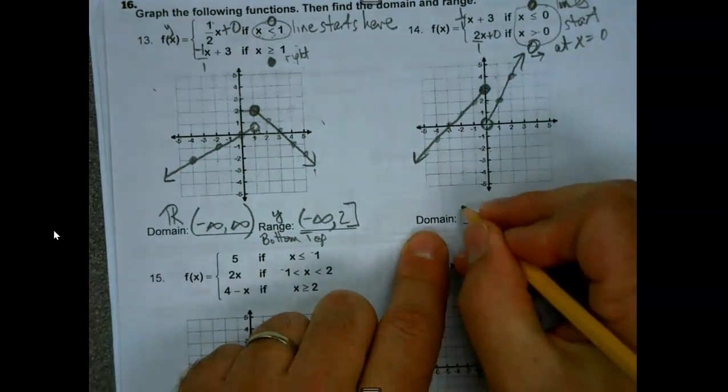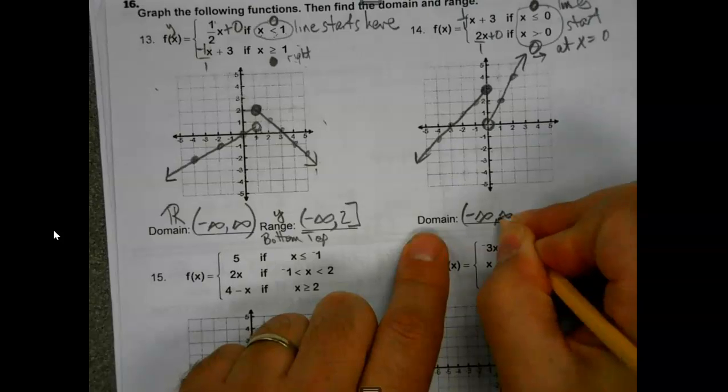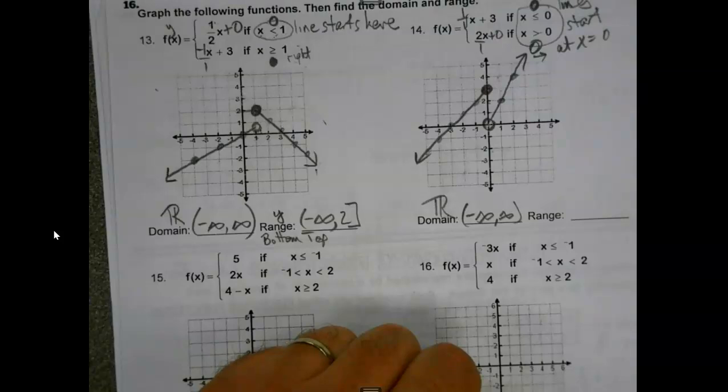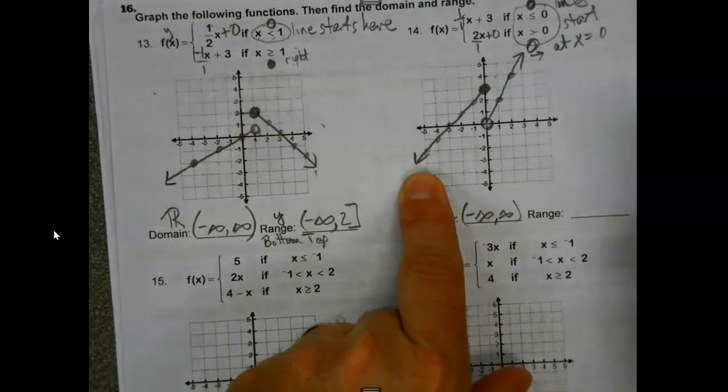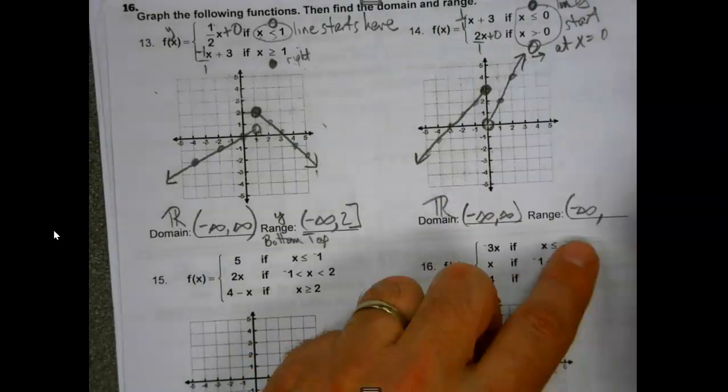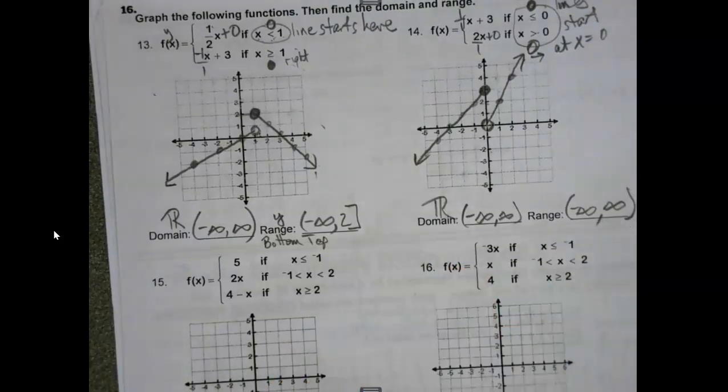Domain, easiest part of the question on all of these, because your domain is always going to be infinite. It's going to be all reals. Your range this time. Arrow down goes to negative infinity. Arrow up goes to positive infinity. So if the arrows are going opposite directions, everything is infinite. If they both go the same direction, then we got to play with range a little bit and see how that works.